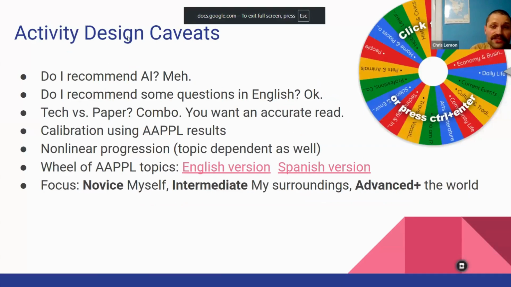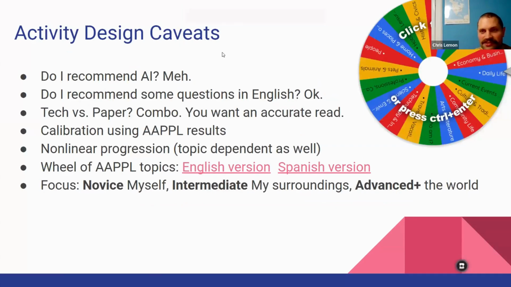As far as activity design goes, there are some caveats, and obviously everybody's going to have their own opinion about this, and maybe there are some things that I'm wrong about. But as far as AI goes, I haven't found that to be particularly helpful yet, even in activity creation. The questions in the AAPPL test are in English with the exception of the interpersonal listening and speaking. You may want to give your kids some practice with that.